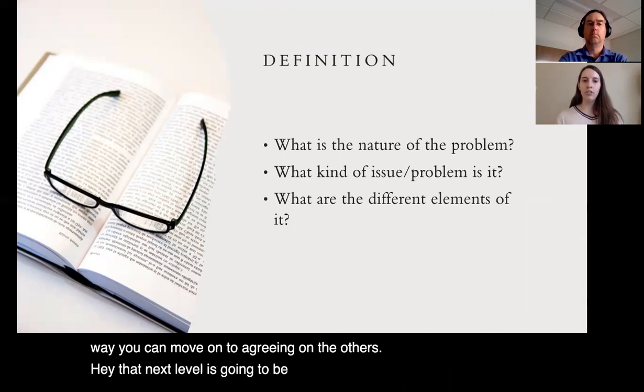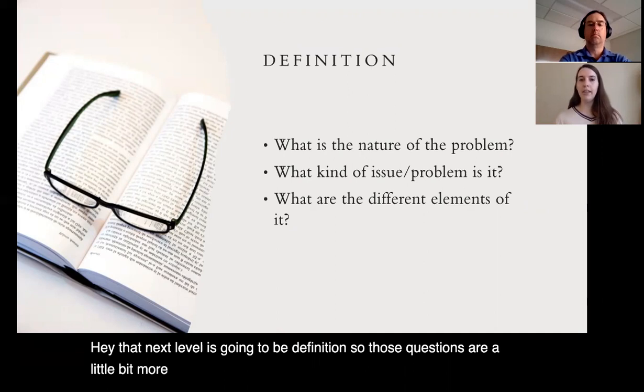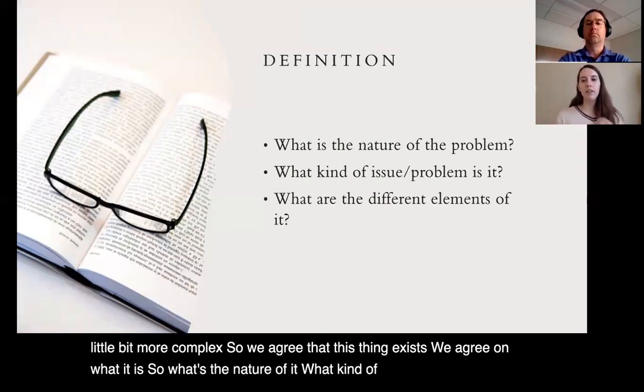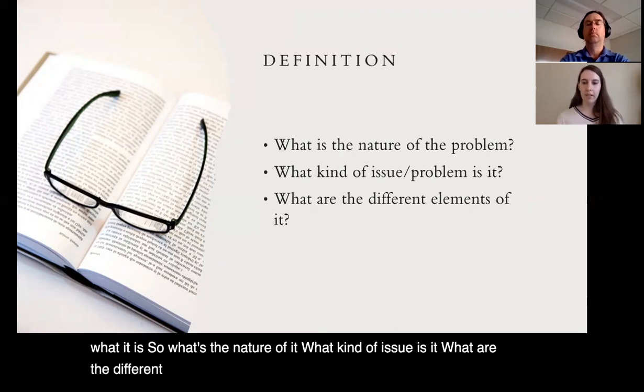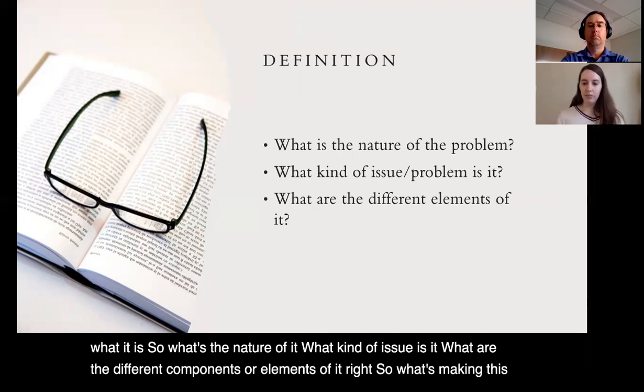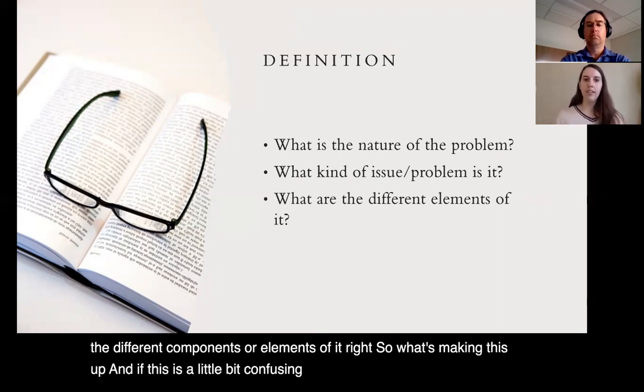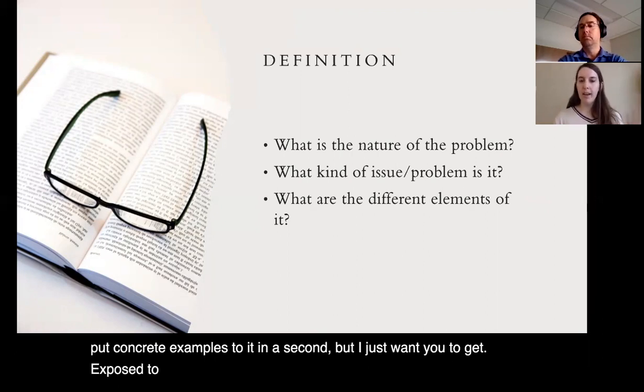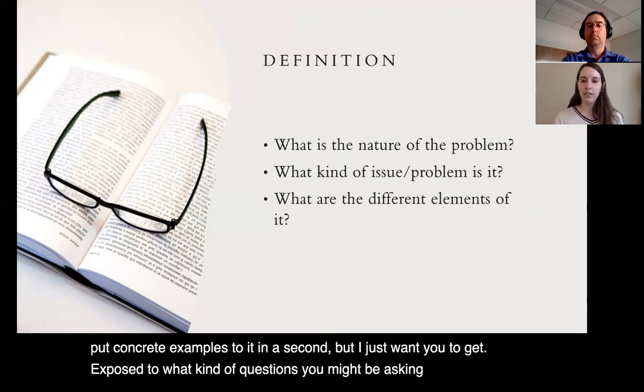So those questions are a little bit more complex. So we agree that this thing exists. We agree on what it is. So what's the nature of it? What kind of issue is it? What are the different components or elements of it, right? So what's making this up? And if this is a little bit confusing, don't worry, we'll put concrete examples to it in a second, but I just want you to get exposed to what kind of questions you might be asking yourself as you approach these issues in your writing.